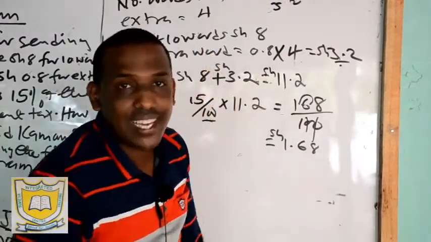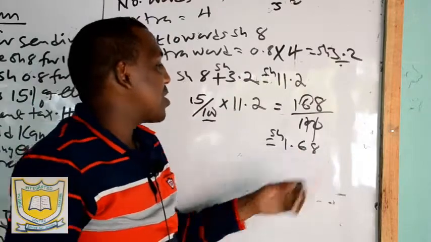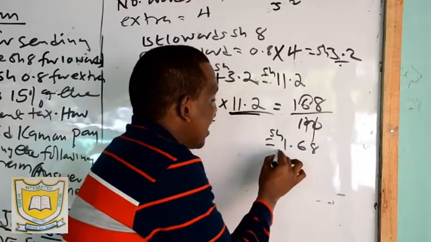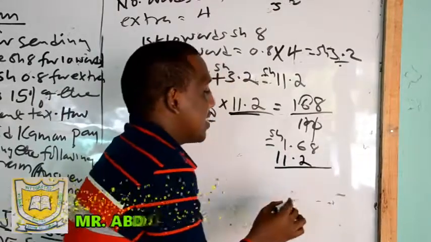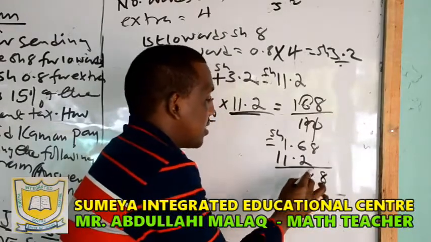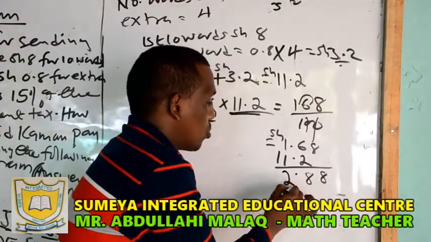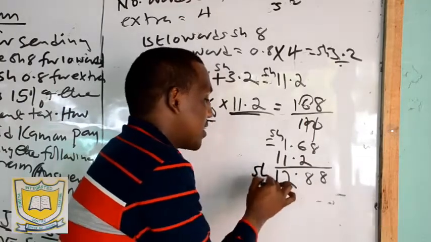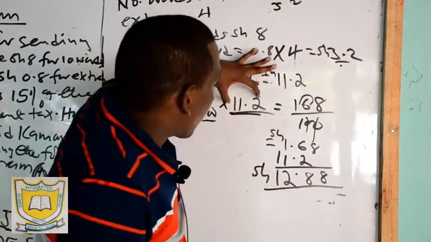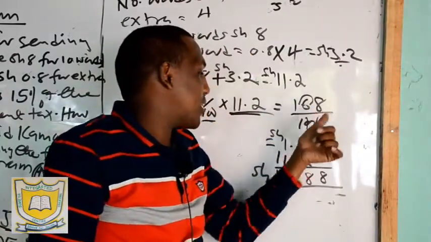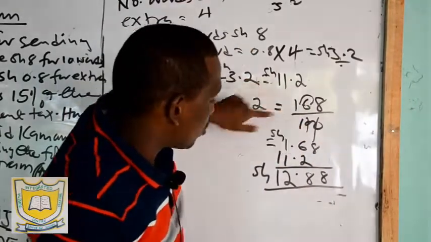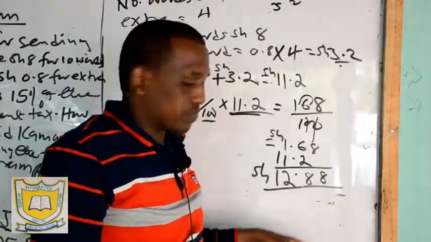We forgot to add the total amount. You add the amount that was taxed. Sorry, I made a mistake, I forgot to add this. So the answer was 1.68 plus 11.2. A student normally forgets to add this. You will get 12.88.